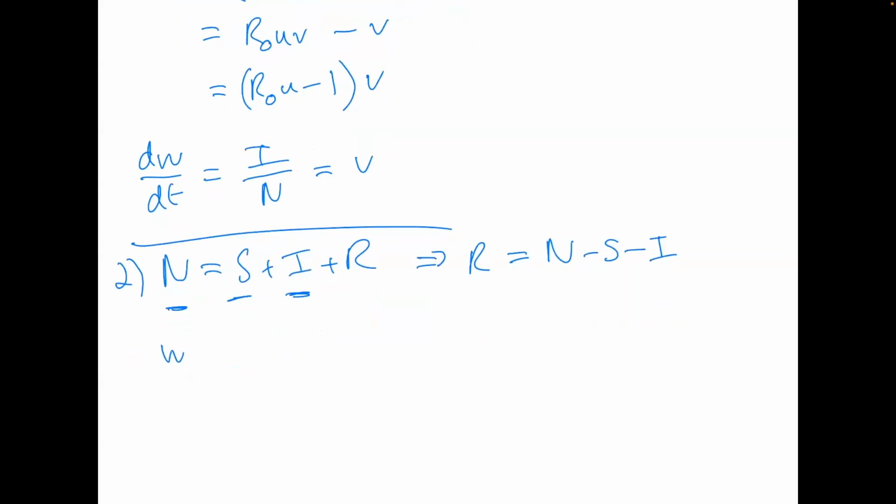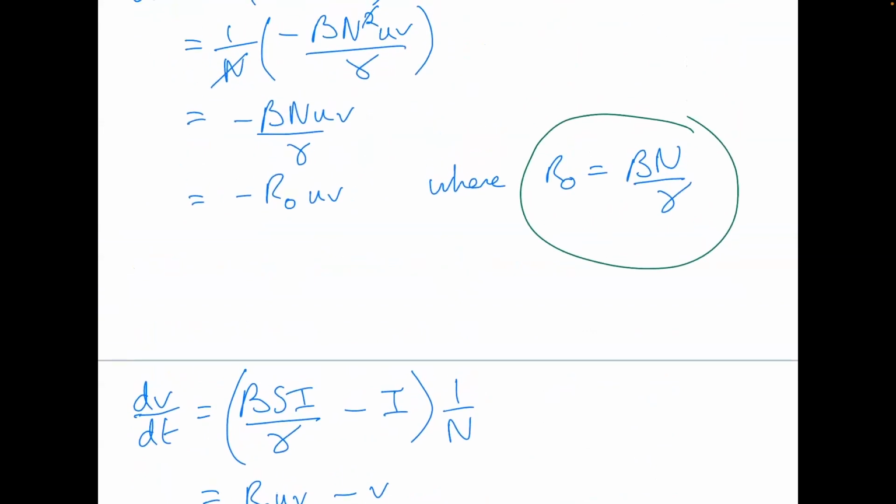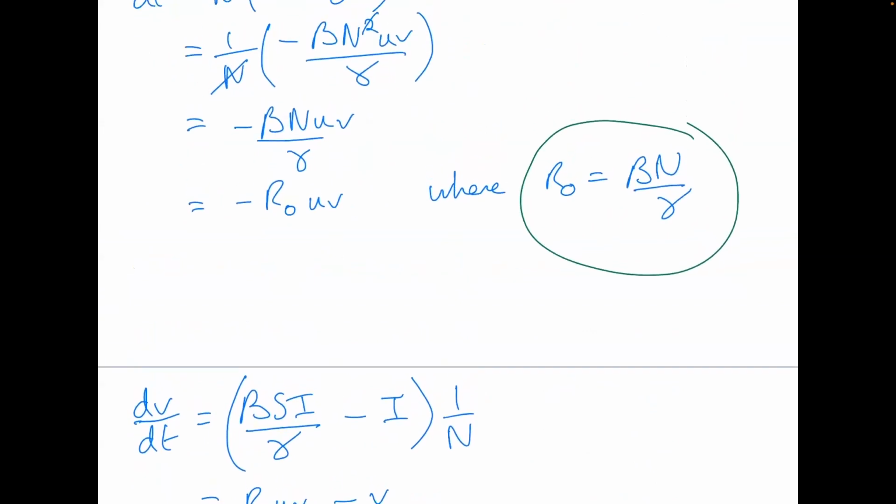And likewise, we know that U plus V plus W as proportions are always going to equal 1. So if we know what U and V are, we know the proportion susceptible, the proportion infected. By just process of elimination, we know what the proportion is that's recovered. So W is just going to be 1 minus U minus V. And so although we've got a system of 3 ODEs here, we can essentially eliminate this last one here. We don't care about it because we know we can learn everything we need to know from these two equations. And we know how to deal with systems of 2 ODEs.